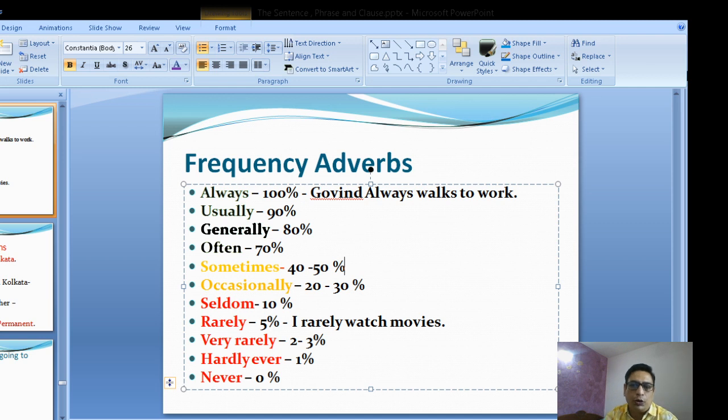So when you use these frequency adverbs, you can build up simple present tense sentences. Now take a look at the slides and ask me if you have any problem at all.